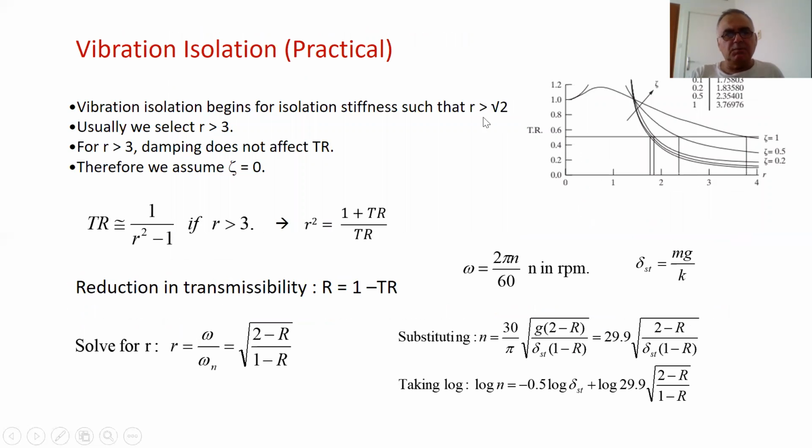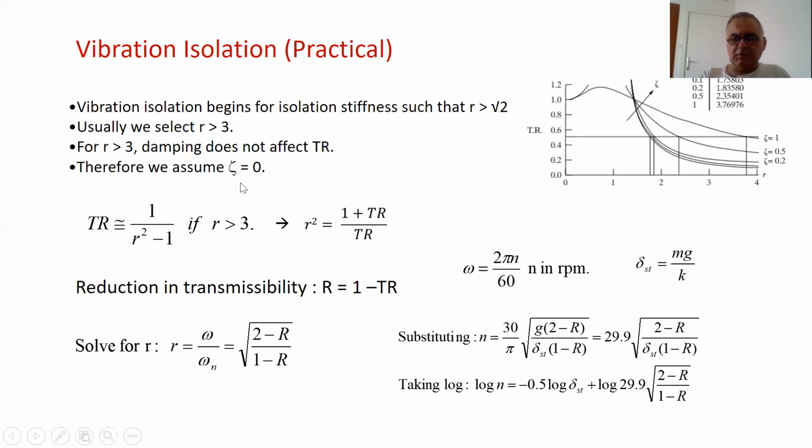So we want to design vibration isolation so that the R value should be greater than √2. And as a matter of fact, to be on the safe side, we select R greater than 3. And when R is greater than 3, the effect of damping is kind of negligible as long as you have low damping. You can have some damping, but the value of damping doesn't really change the transmissibility much. So in that case, you can assume that the damping is 0.